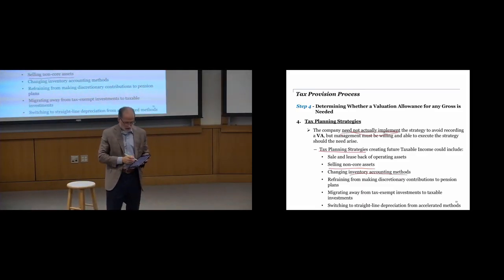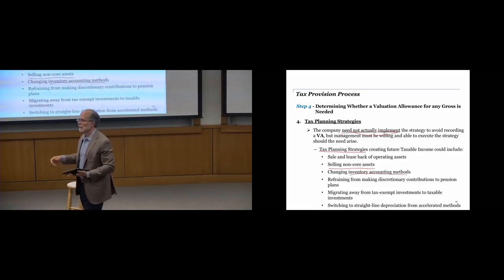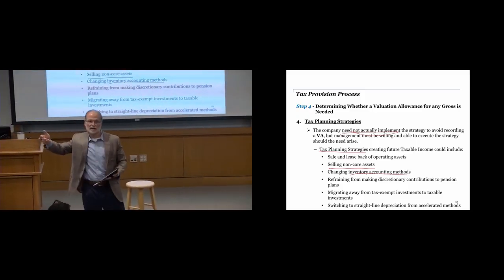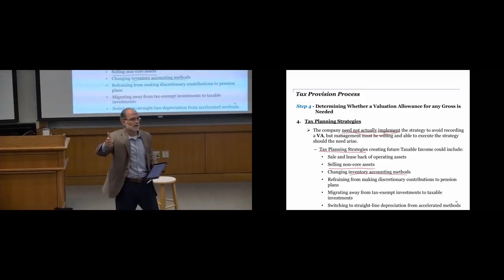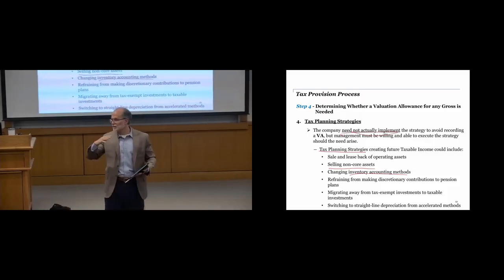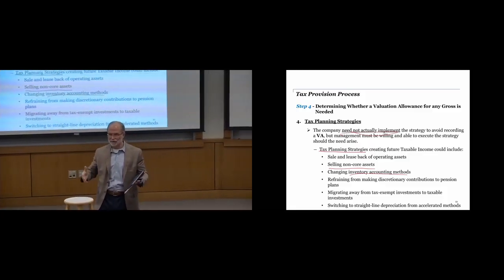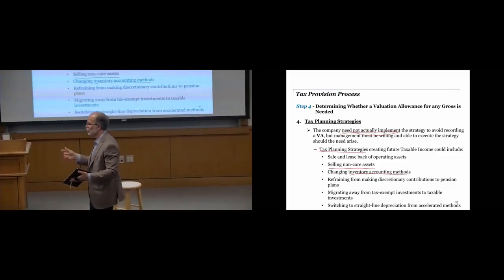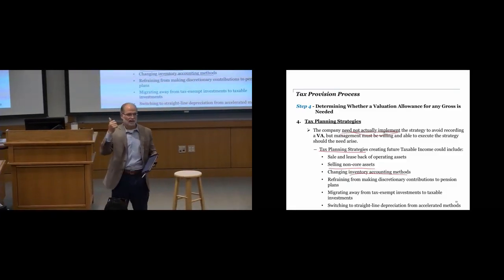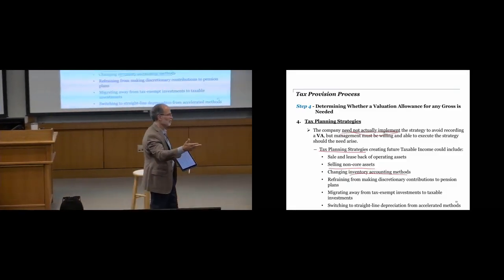Changing inventory accounting methods. You can change your inventory accounting methods from LIFO to FIFO, and that will change your taxable income. Again, there are accounting implications to doing that because there are consistency rules. So again, for the faint of heart, you've got to think about these things before you make these statements. Are you willing and able to do this, and is it prudent to do so?